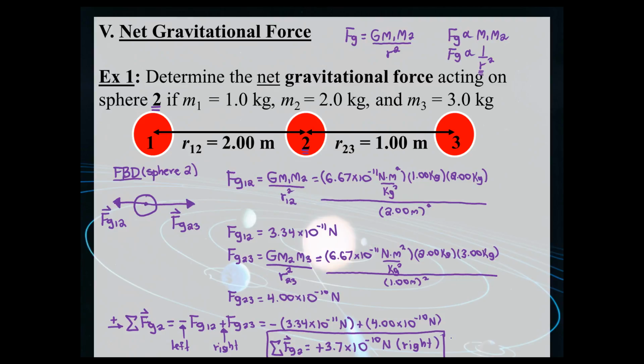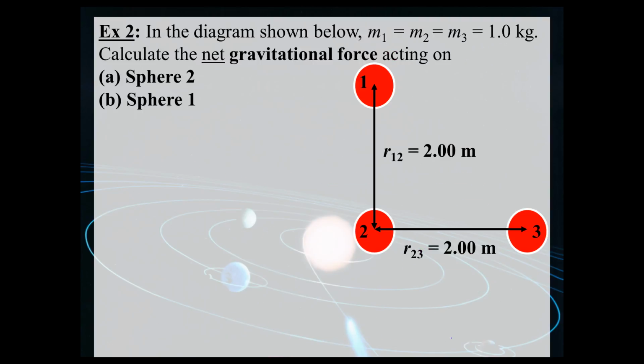This one isn't too bad because everything is in a straight line. If everything's in a straight line, we're dealing with a one-dimensional problem. Example 2, the masses are not in a straight line. So now we've got a two-dimensional problem, and as we know, two-dimensional motion is always more difficult to analyze than one-dimensional motion. Maybe not more difficult, but definitely more tedious. And you're definitely going to see that in this example here.